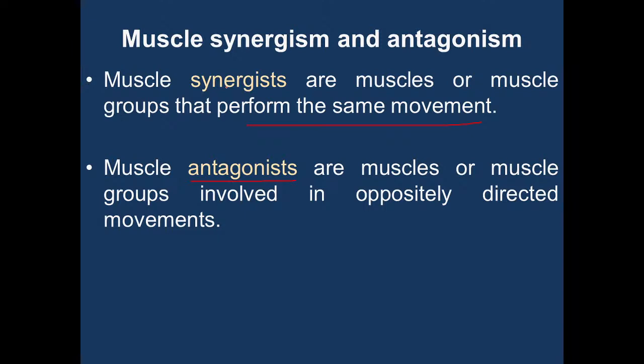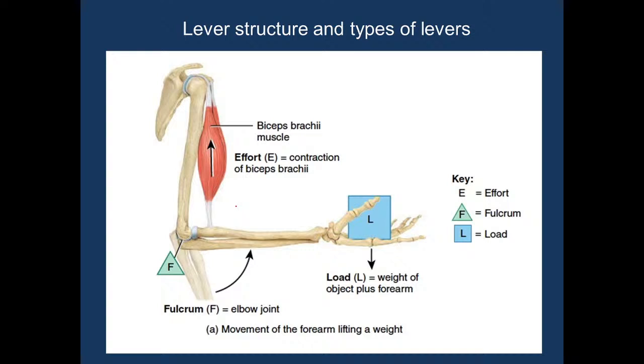And a couple of words about lever structure and types of levers. Here you see the biceps brachii, and we decided that skeletal muscles produce movements by pulling on bones. Bones serve as levers, and joints act as fulcrums for the levers. Here's the lever. The lever-fulcrum principle is illustrated by the movement of the forearm.